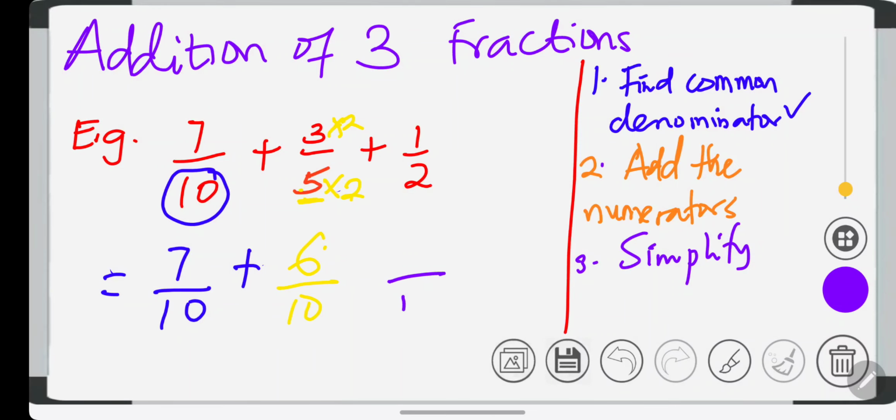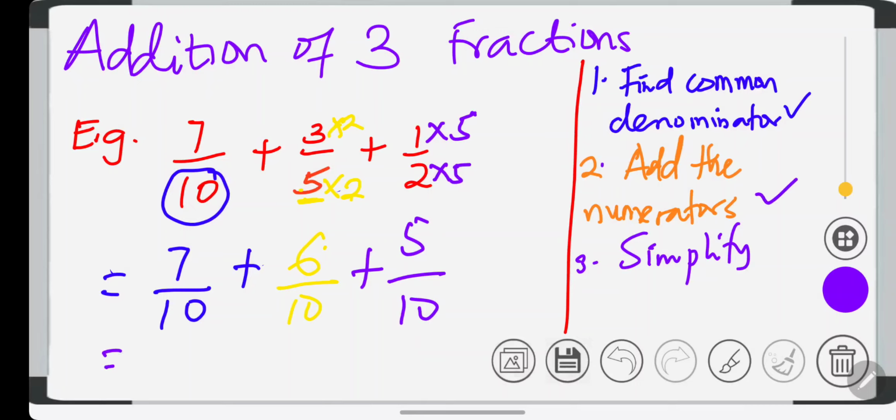Now we move on to the 2. How will 2 become a 10? 2 will become a 10 by multiplying it by 5. All right? So we're going to have 2 times 5, which will give us this 10. Then we're going to have 1 times 5, which will give us a 5. Now we can move ahead and simplify.